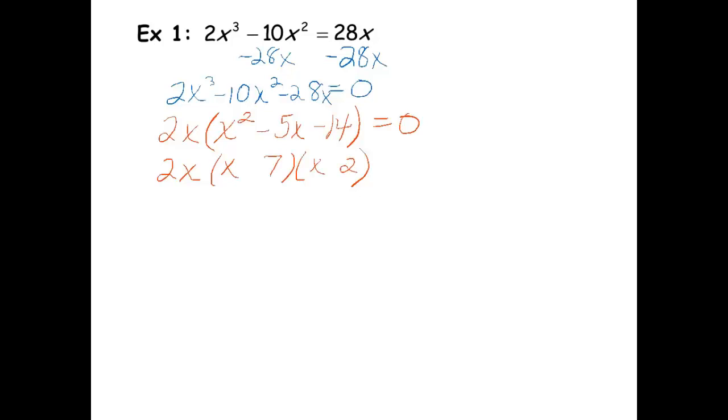Which one of them should I make negative? Let's see. I want them to add up to negative 5, so I should make the 7 negative and then that a plus 2. Right? So now they multiply to negative 14 and they add up to negative 5. Perfect.